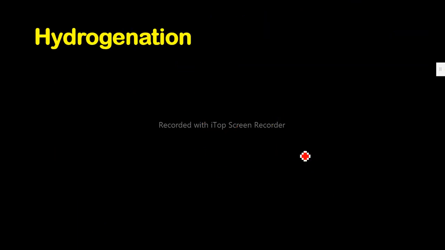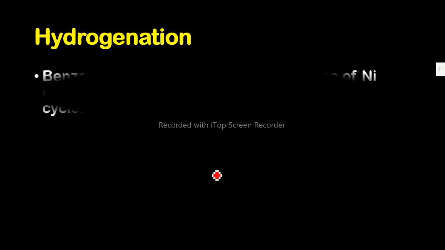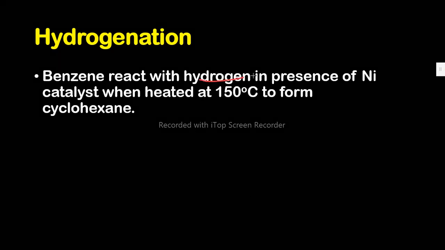So let's talk about hydrogenation. With hydrogenation, it is simple. Here we add hydrogen; it is the same reaction. Reaction of benzene with hydrogen in presence of nickel catalyst heated at 150 degrees Celsius. We shall form our cyclohexane.